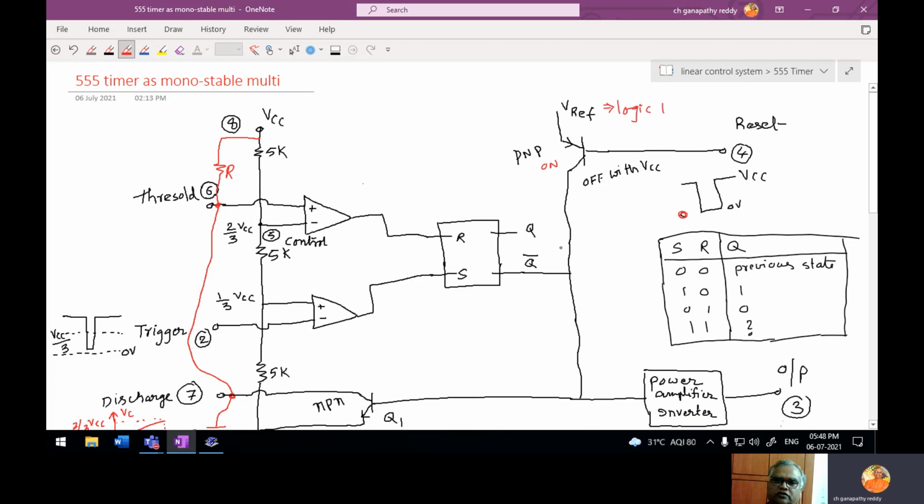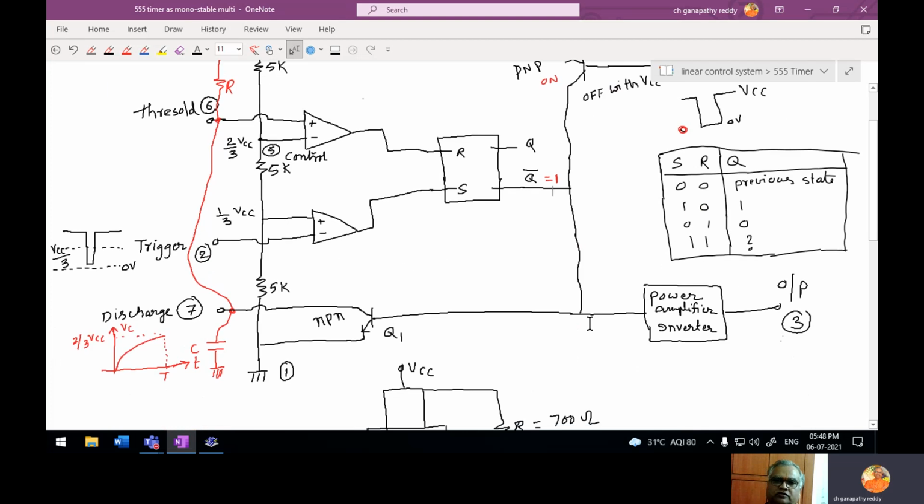Logic 1. So Q bar is 1. When Q bar is 1, what is applied here? 1. Then here also 1. Inverter output will be 0. So output is 0. When Q1 base is 1, a high voltage is applied to the NPN transistor. So this transistor will go into on state.